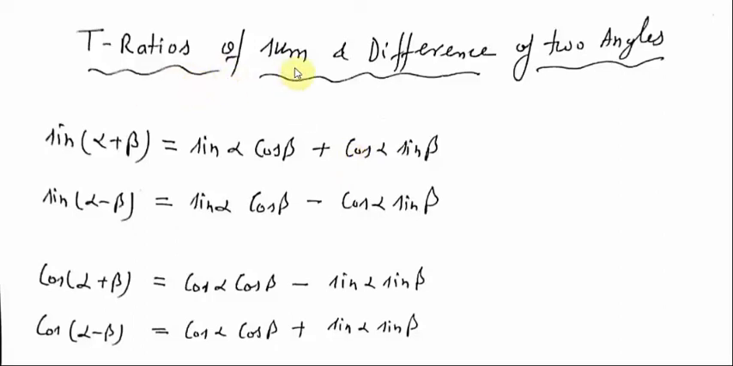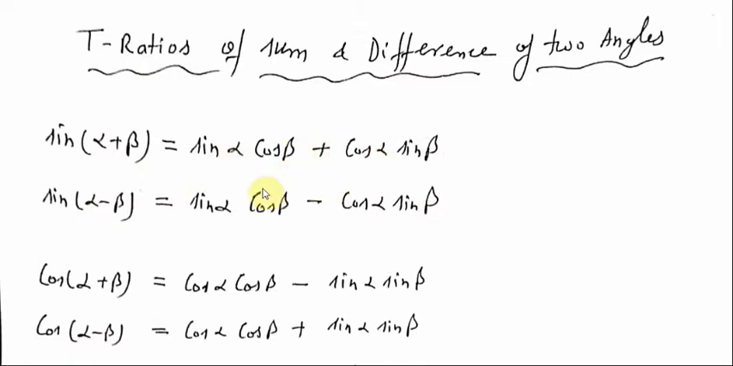T ratios of sum and difference of two angles. So this is the sine of the sum of two angles: sine (alpha plus beta) is equal to sine alpha cos beta plus cos alpha sine beta. Sine (alpha minus beta), the sine of the difference of the two angles, equals sine alpha cos beta minus cos alpha sine beta.